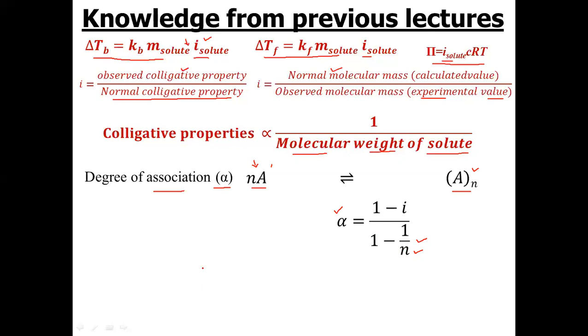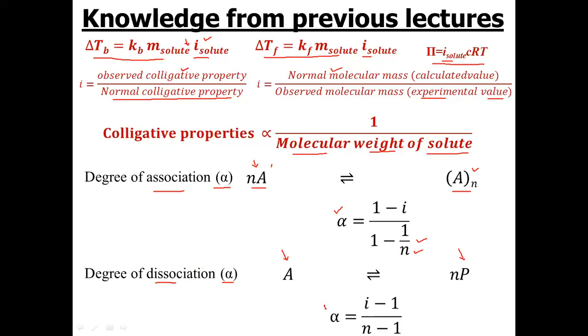Again, iota can also be used to calculate the degree of dissociation for electrolytes. If we have any general electrolyte A which dissociates into n number of ions, then alpha, the degree of dissociation, is given by (iota minus 1) divided by (n minus 1). For the derivation of these relations, please see my lecture on colligative properties of electrolytes. I have kept the link in the description section.